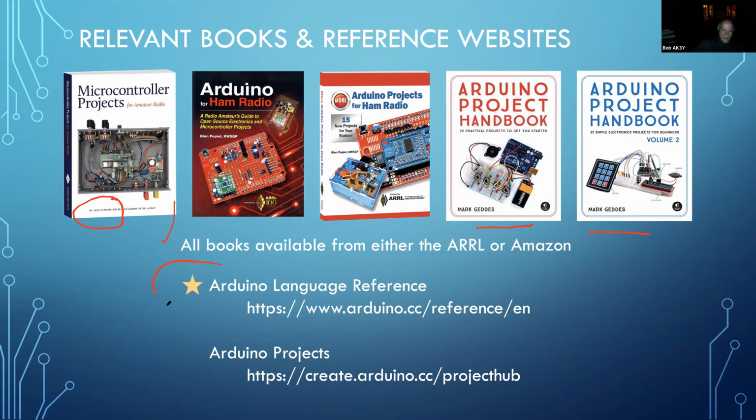Probably the most important source for you in terms of looking at what you have to write inside your scripting language can be found here. The Arduino language reference, which is on the arduino.cc website, contains a list of all the different commands that are built into the Arduino programming language. And if you look at those, you'll get lots and lots of examples of how that's done. And also there's another source of Arduino projects, create.arduino.cc project hub, which has, again, lots and lots of examples.